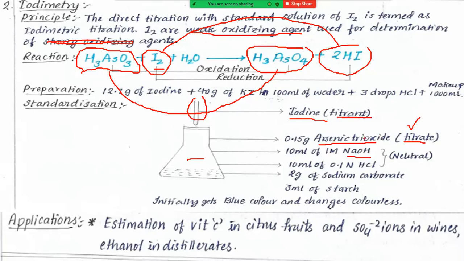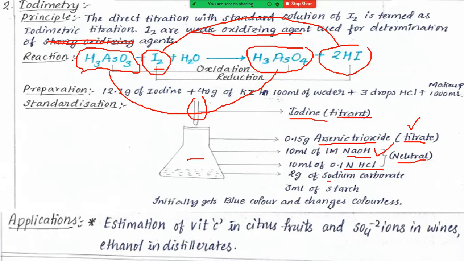So this arsenic trioxide will be dissolved in NaOH, that is, 10 ml of 1 molar NaOH will be used for dissolving arsenic trioxide. Then we are adding HCl to provide acidic medium, but actually iodimetry is also performed in a neutral medium. That's why we have already added NaOH, which provides basic medium. Now the solution gets converted into neutral medium after adding HCl, right? So that means we are maintaining neutral medium here in iodimetry.